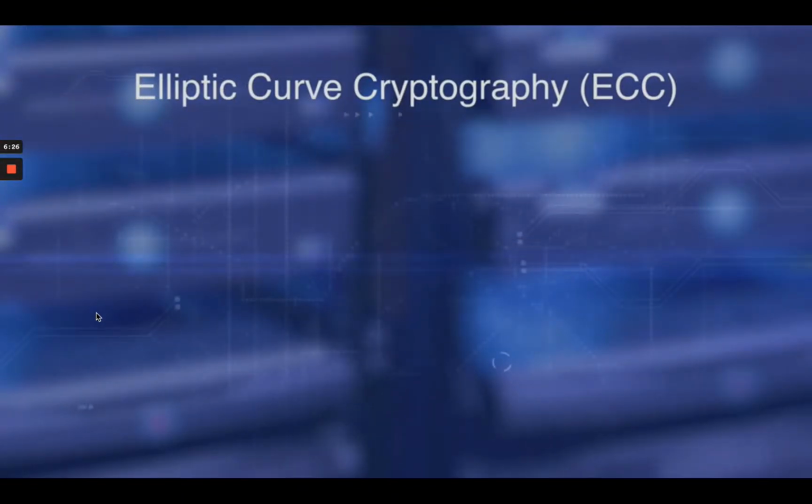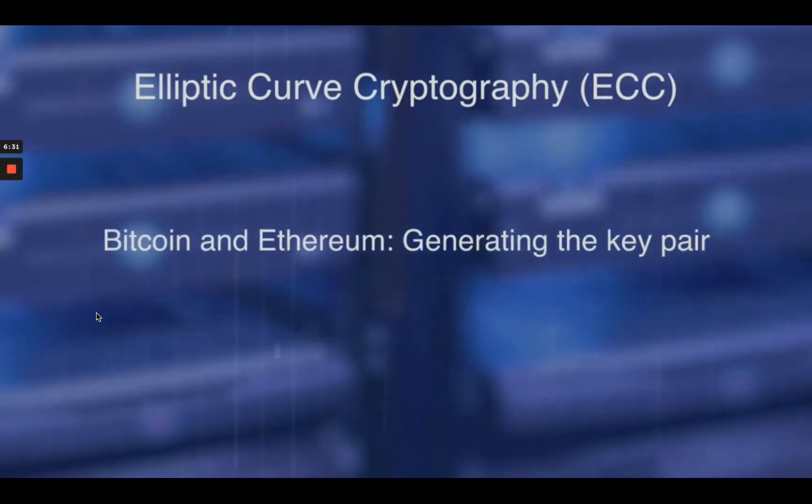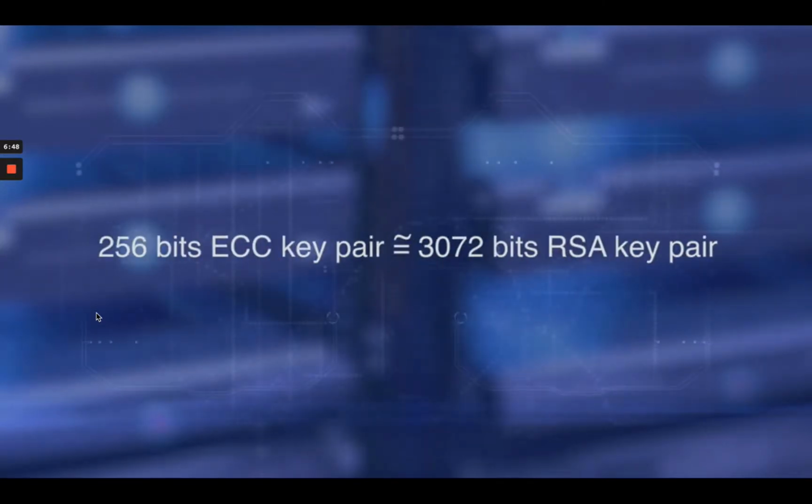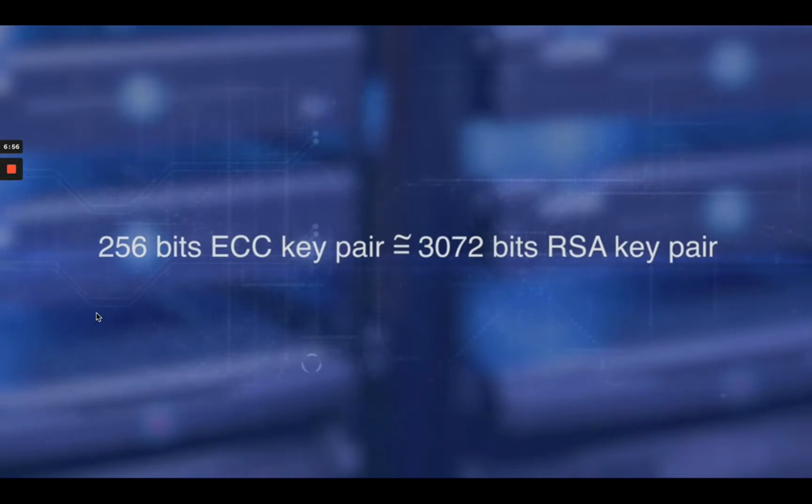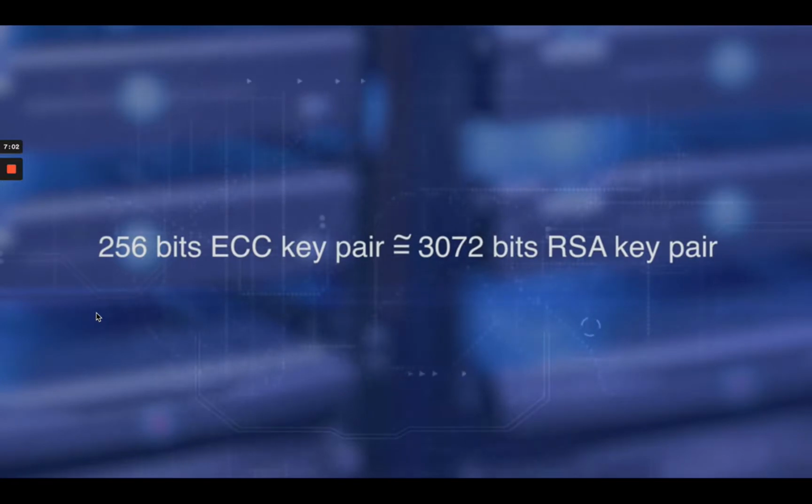The elliptic curve cryptography, ECC, family of algorithms is used in the Bitcoin as well as in the Ethereum blockchain for generating the key pair. Why ECC, not RSA? ECC is stronger than RSA for a given number of bits. Did you know that a 256-bit ECC key pair is equivalent in strength to about 3072 bits of an RSA key pair? Both Bitcoin and Ethereum use ECC-based algorithms for their encryption needs.